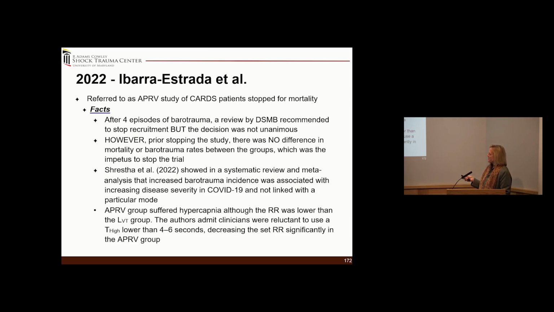Stracia in 2022 showed in a systematic review and meta-analysis that increased barotrauma incidence was, again, associated with the severity of disease in COVID patients, not the mode. And we also did an editorial and wrote this up: the APRV group suffered hypercapnia, although the respiratory rate was lower than the tidal volume group. We even spoke to the authors, and they said their clinicians were not comfortable setting a T high lower than 4 seconds. So, of course, they had issues with hypercapnia.